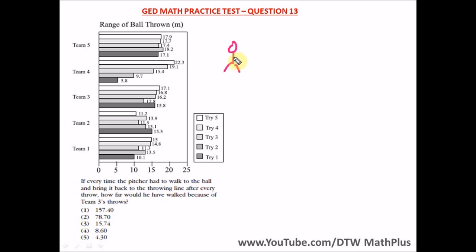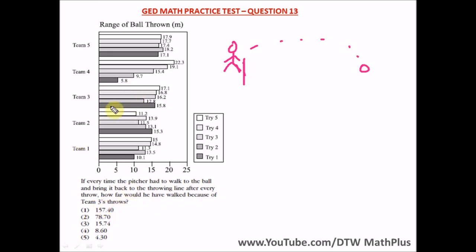Let's say the pitcher is here, and he throws the ball, and you have several teams. The ball is here, and every time the pitcher had to walk to the ball and bring it back to the throwing line after every throw. So let's say this is the throwing line. After he has thrown the ball, he has to walk to the ball, pick it up and come back to the throwing line. So the question now says, how far would he have walked because of team 3's throws?